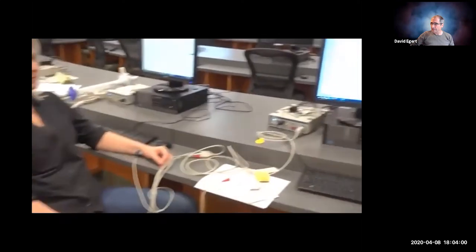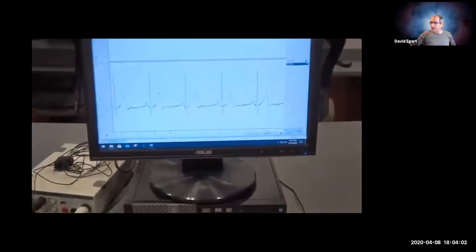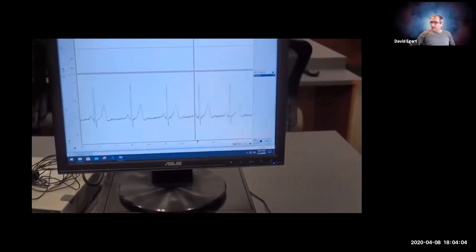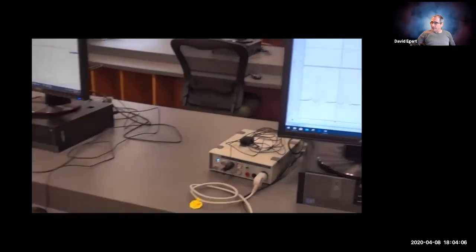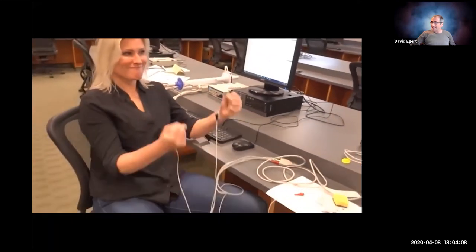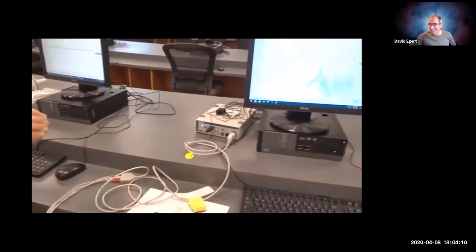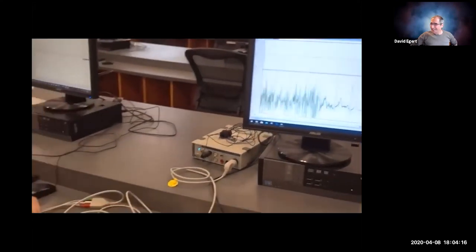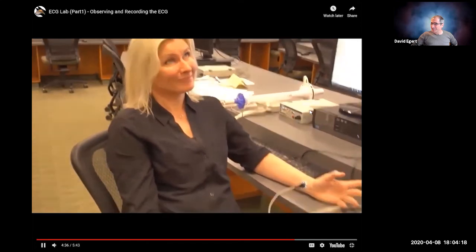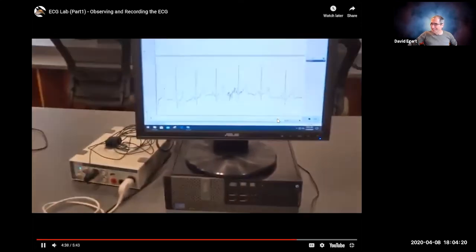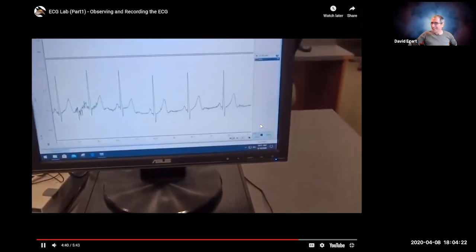We see she's relaxed. We have a get it started. And now go. Move him around. Whoa. And then she's relaxed again. And it's back to normal.